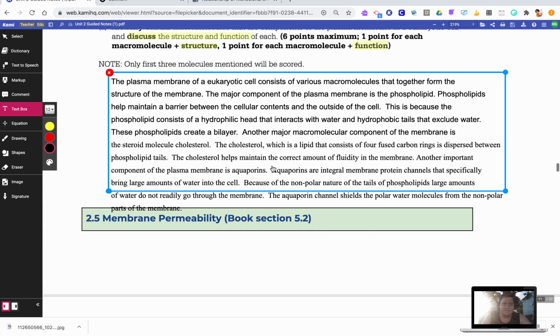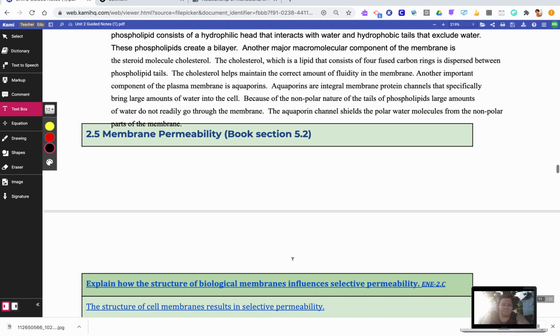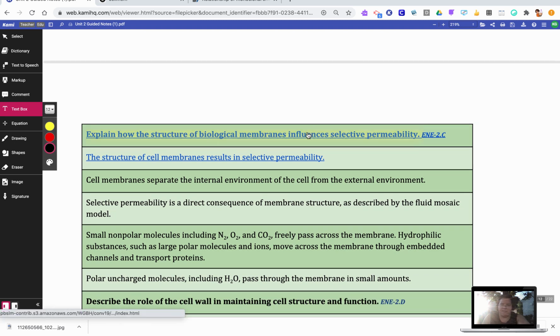Okay, this is section 2.5 of the AP Biology course and exam description, membrane permeability. And I know I talked a lot about this, so I'll probably get through it a little bit more quickly. It's section 5.2 of your textbook. And we're going to look at how the structure of membranes influences its selective permeability.